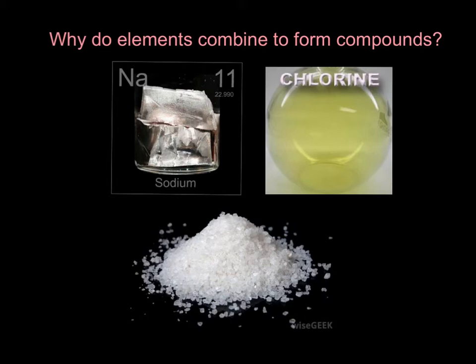Chlorine is also highly reactive. It's a colorless, odorless gas. It's actually poisonous. Yet when they combine, they form this stable compound that's not reactive. It's a crystalline white solid called table salt. They do this because they're each more stable together than they are apart. So elements combine to form compounds because it makes them more stable.